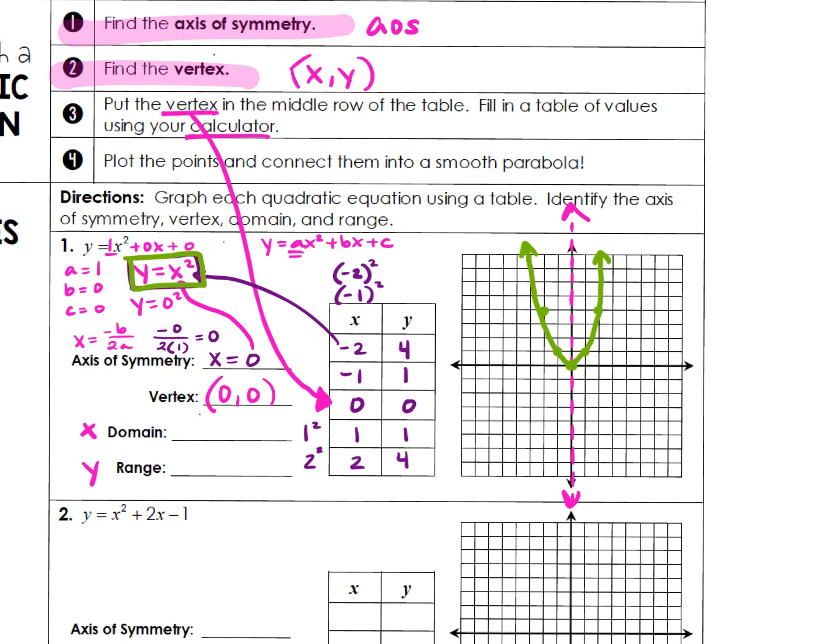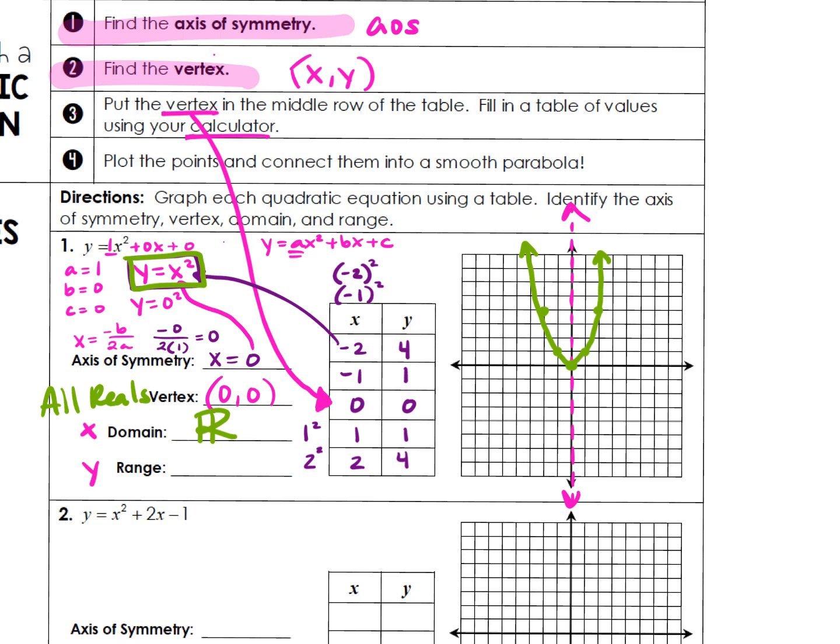So your domain is all real numbers. Here's how you write all real numbers. Just 2 lines with an R, kind of like the paragraph P, but it's an R instead. Do you know the paragraph P from English class? So that means all real numbers. If you want to write all reals, that's fine too.